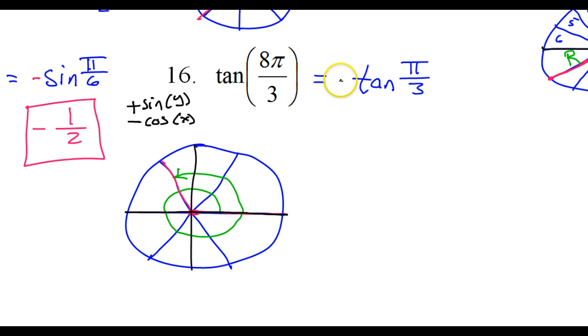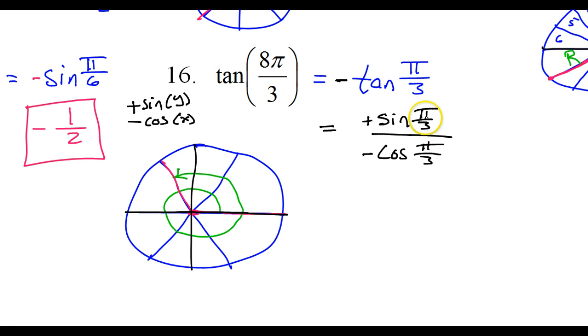So in the end, this is going to be negative, all right, because tangent is sine over cosine. So tangent is the same thing as sine of pi over 3 over cosine pi over 3. Since the sine is positive and the cosine is negative, then this tangent is going to wind up being negative overall.